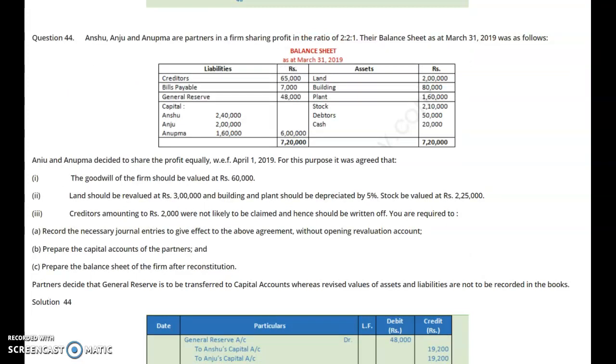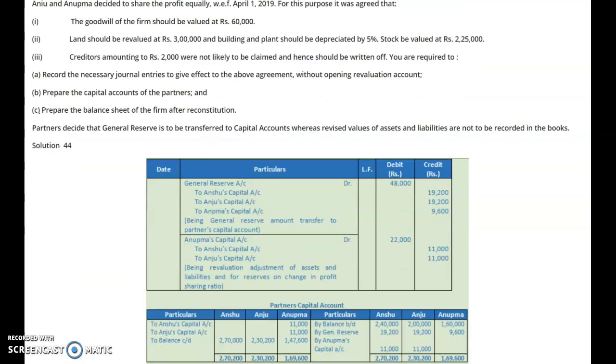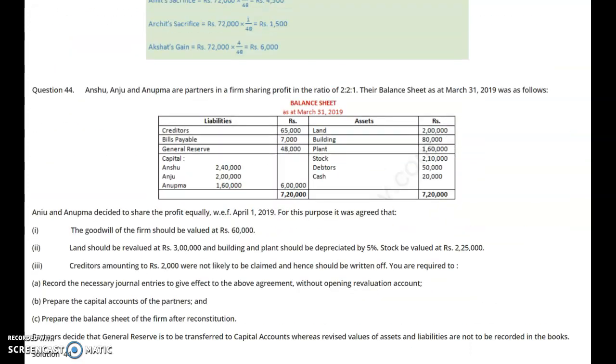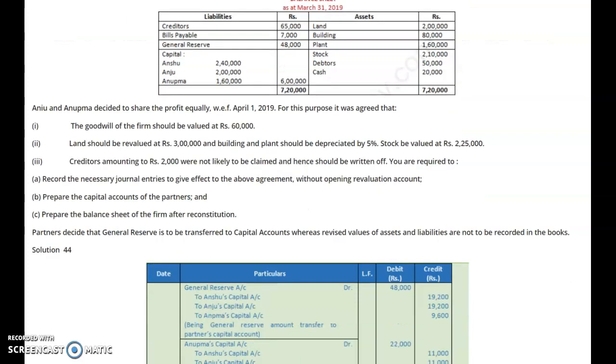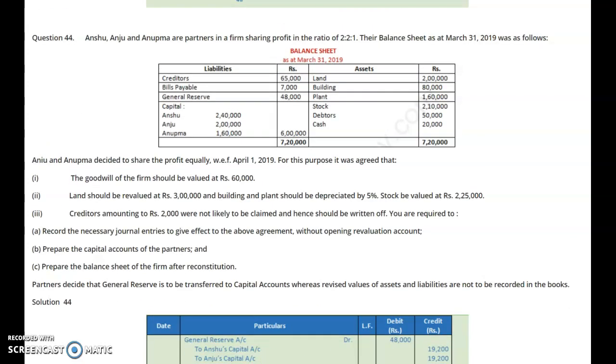So this way we have learned how to make the revaluation account, how to make the partners' capital accounts, how to make the revised balance sheet after the reconstitution of the firm, and we have also recorded the journal entries depending upon the condition given in the question. Dear student, this question is also very important in the CBSE examination. This may be asked for 6 marks. So I request you kindly practice all these questions from the CBSE final examination point of view.